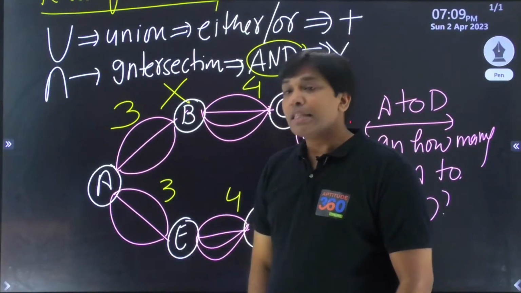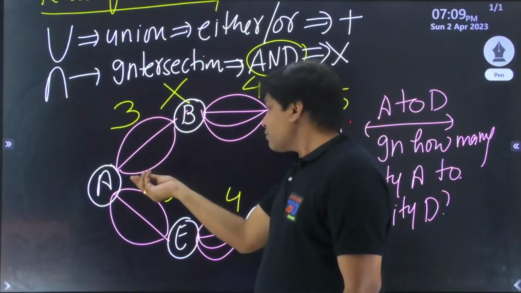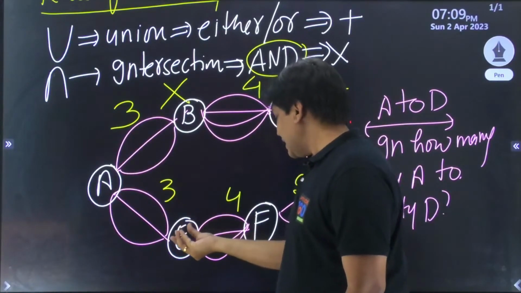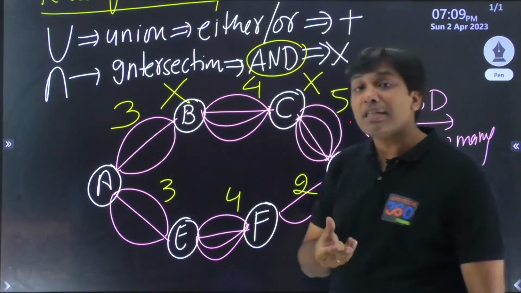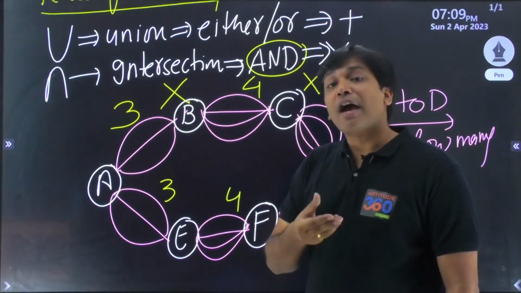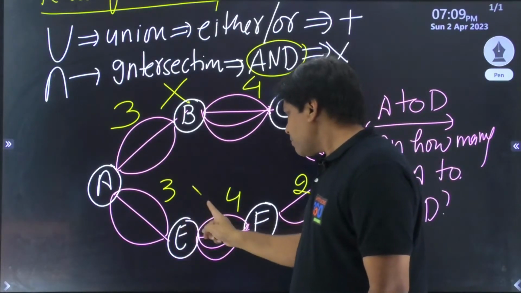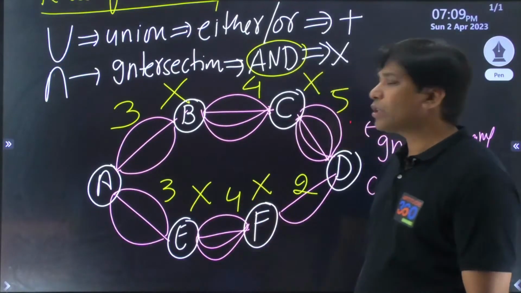Now, if somebody will have to go from A to E and then E to F and F to D, what is the keyword out here? And in case of "and", what do you do? You multiply these numbers. Do we understand what I'm talking about?